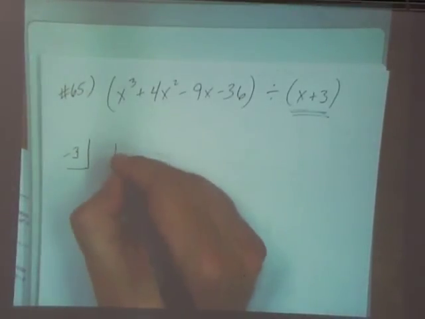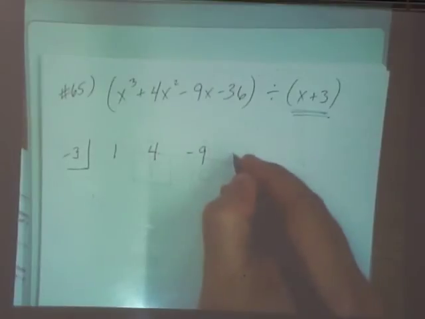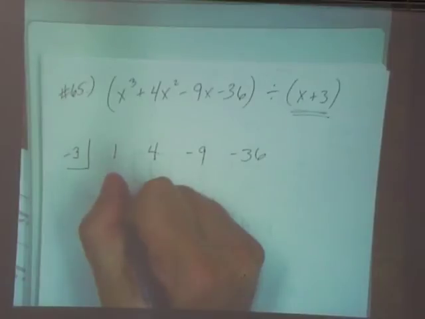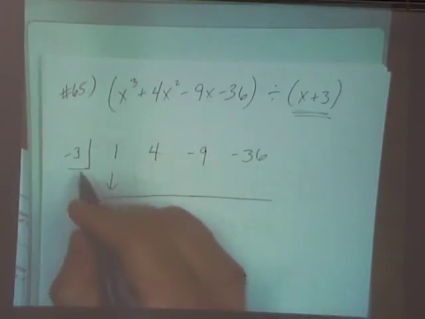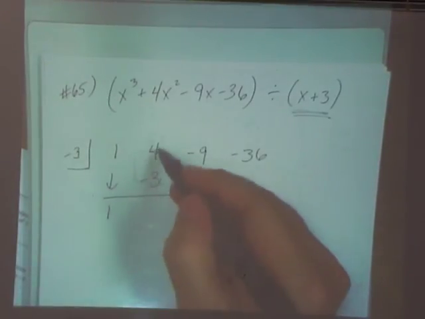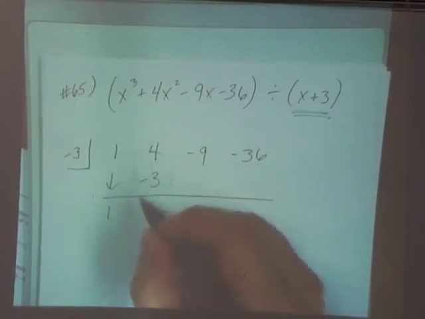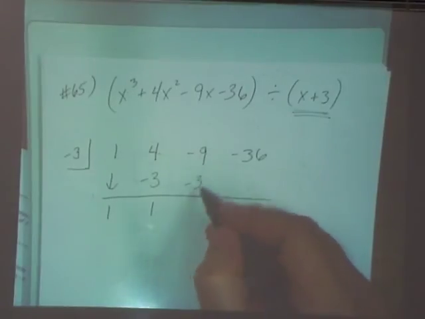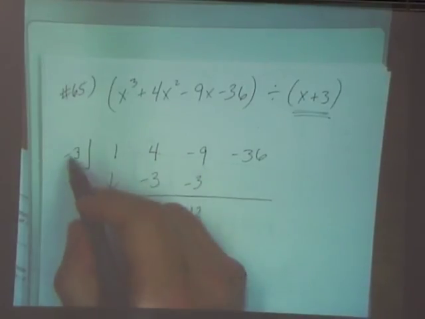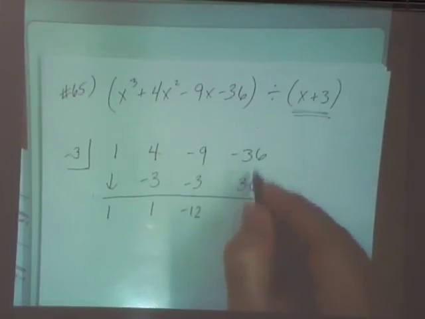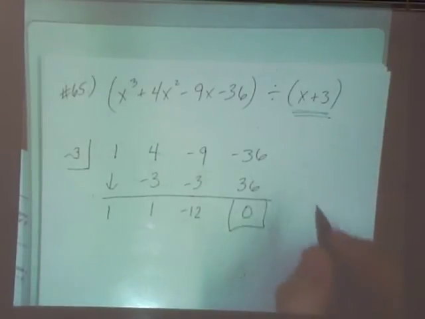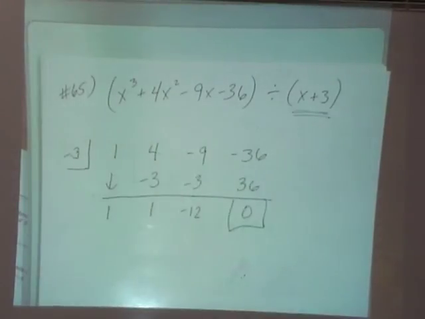Bring down the coefficients. 1, 4, -9, -36. First number, just bring it down. Then we're going to multiply, -3. Then we're going to combine these two numbers, we get 1. Then we're going to multiply, -3. Then we're going to combine these two numbers, -12. Then we're going to multiply, 36, 0. Remainder of 0. What does that mean? It's right. That means this is a factor of this, yes?